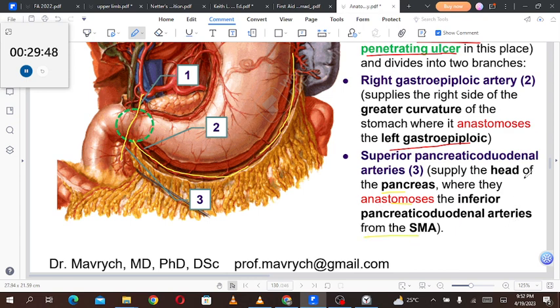Superior pancreatico-duodenal artery supplies the head of the pancreas, where it anastomoses with the inferior pancreatico-duodenal arteries from the superior mesenteric artery. So the superior pancreatico-duodenal artery on the pancreas will be anastomosing with the inferior pancreatico-duodenal artery, which is coming from the superior mesenteric artery. Remember this point, because I'm having a hard time remembering that.